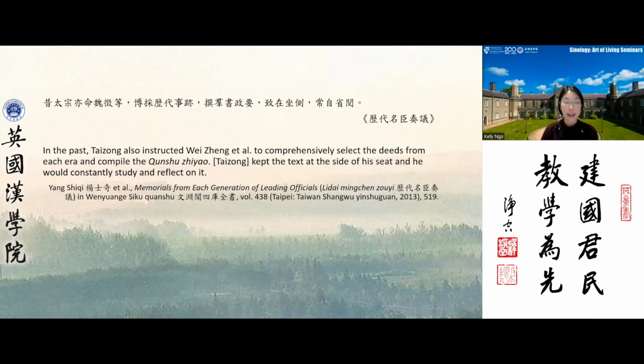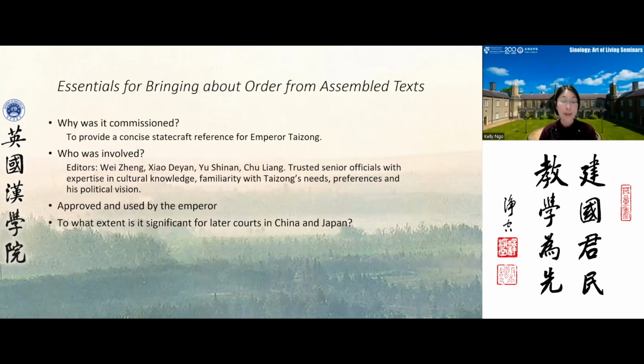And this is an official serving in the court of one of the later Tang emperors. And he's commenting on the fact that the Essentials was regularly studied by Taizong. So it seems that the book was with Taizong's approval, and he read it often.